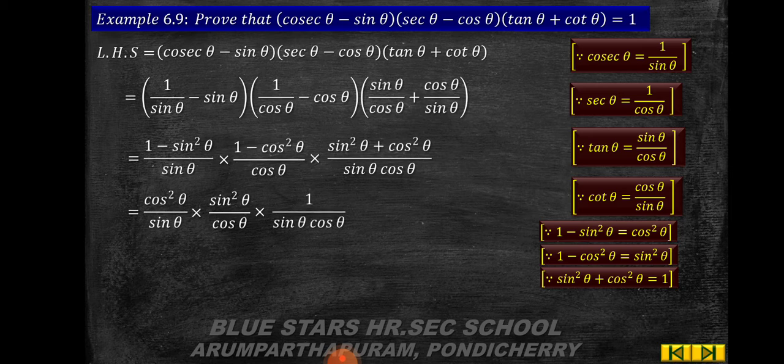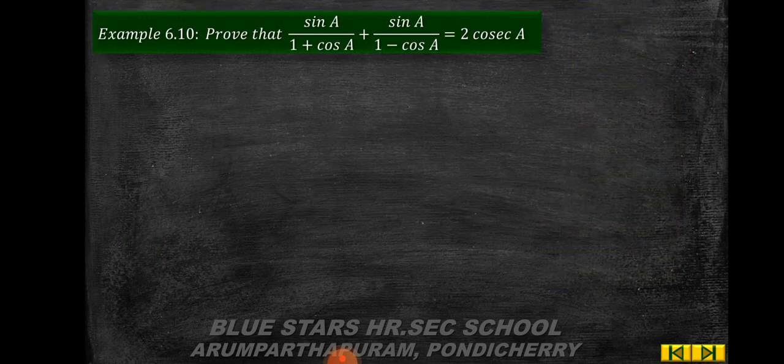The next step is you can cancel the same values in the numerator and the denominator. This is equal to cos square theta by sine square theta into sine square theta by cos square theta, because we are just clubbing the denominator. Sine theta into sine theta is sine square theta, cos theta into cos theta is cos square theta. So you can cancel out cos square theta and sine square theta. We get the value as 1, which is your right hand side value.